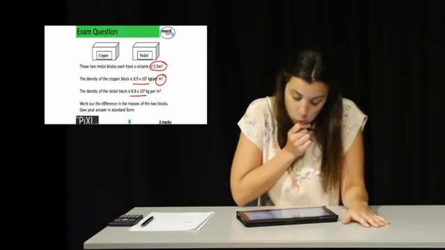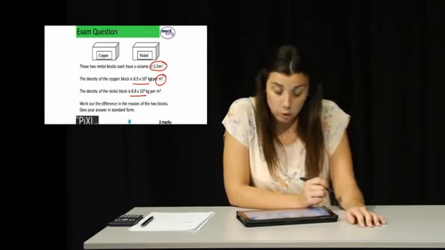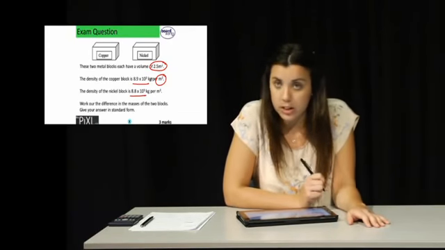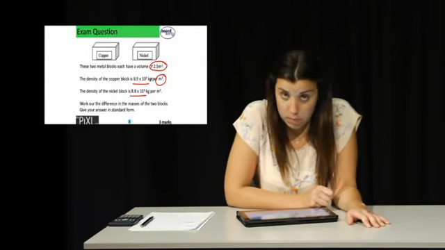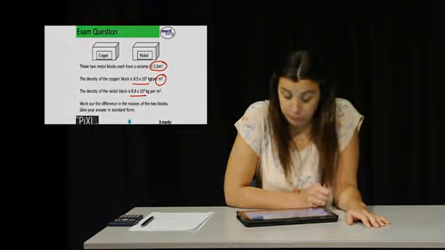So our question asks us to work out the difference in the masses of the 2 blocks, and it wants the answer in standard form. 3 marks, 3 minutes, off you go.